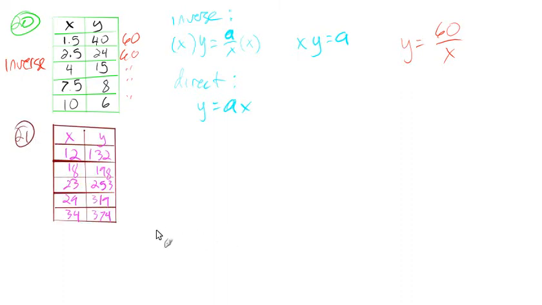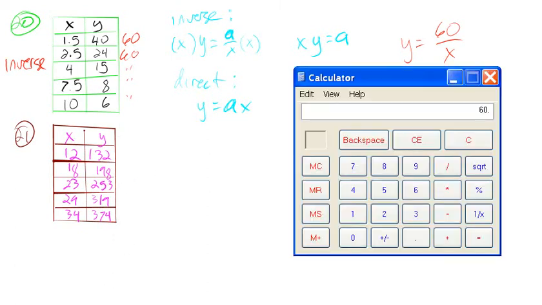Okay, there it is, 21. They wanted the same question. Is this inverse variation? Is this direct variation? Or is it neither? So let's try the same approach as we did for inverse variation. We'll take x times y and see if we get the same number every time. So let's bring up the calculator.